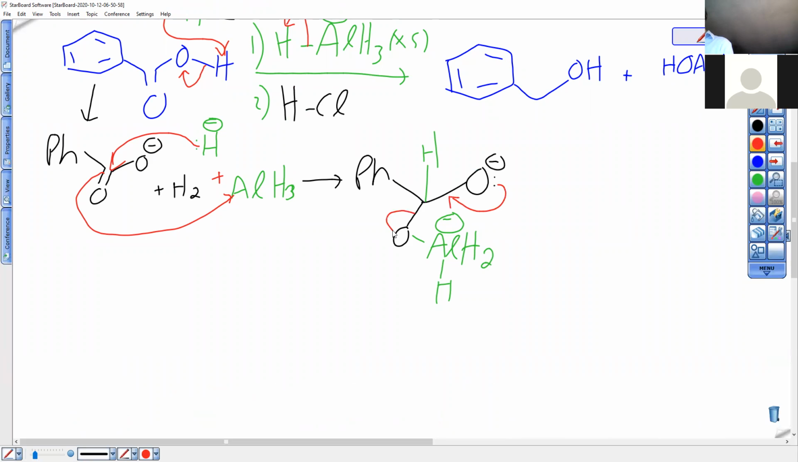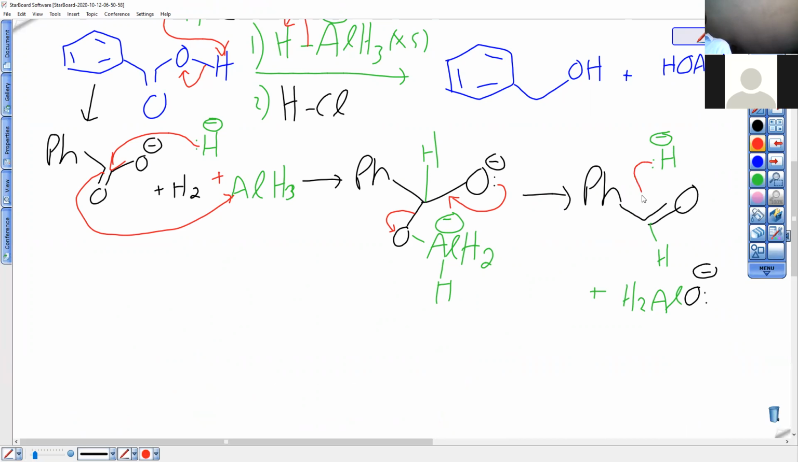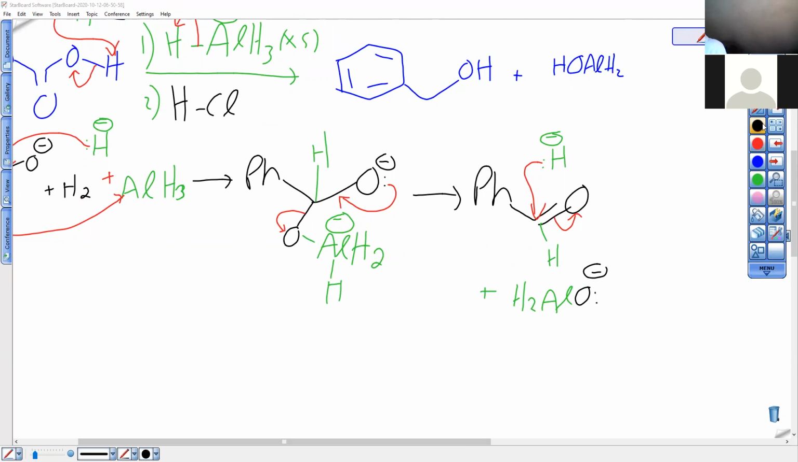Two species. That's an R. Phenyl's the R. AlH2 with an O minus. H minus, number 3. It's going to attack the carbonyl. There we go. There's your second H.